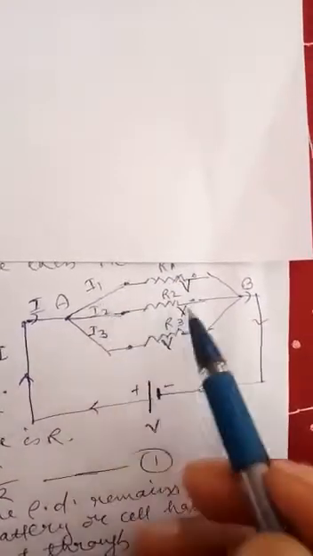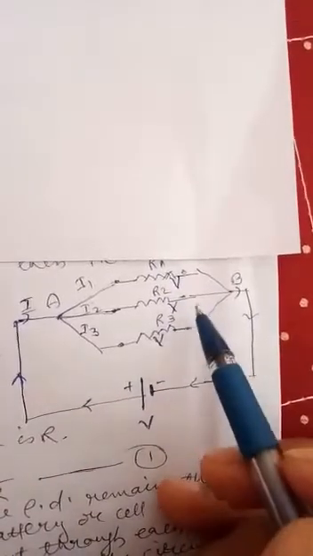Now from Ohm's law, I1 is equal to V by R1, I2 is equal to V by R2, I3 is equal to V by R3. So I is equal to I1 plus I2 plus I3 is equal to V by R1 plus V by R2 plus V by R3. Let it be equation 2, and from 1 and 2 we can get the result.